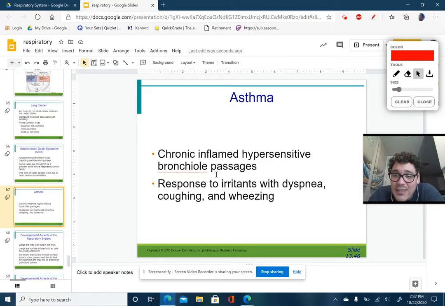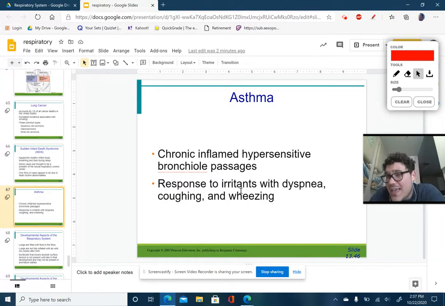What are these irritants in this context? Pollen, perfume, cologne, dust, dander. Anything that can be an irritant is going to cause this inflammation of the bronchioles, which, remember, bronchioles are just the small version of bronchi. What are the responses to this? Dyspnea, which is difficulty breathing, coughing, and wheezing. That's what we typically observe with asthma.